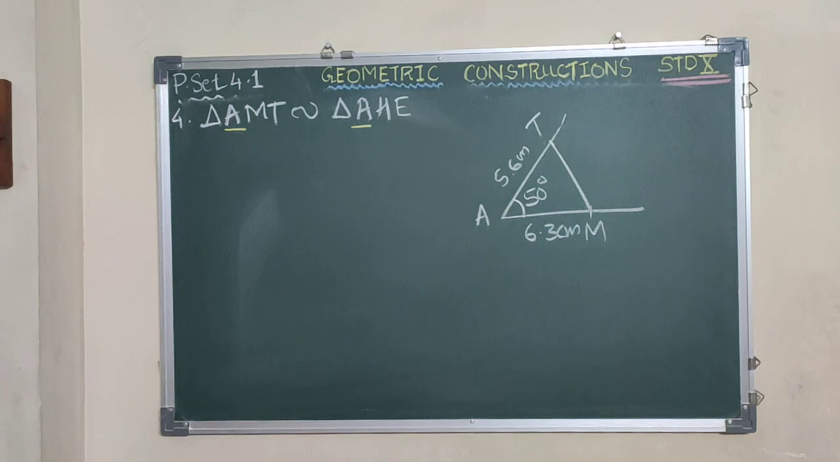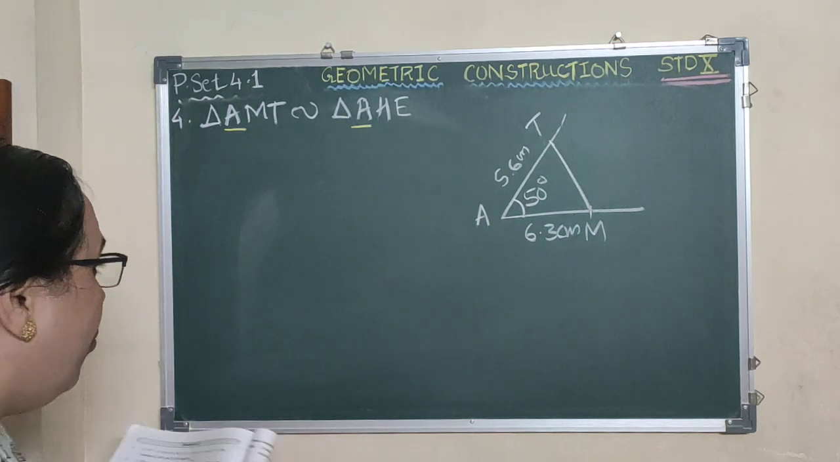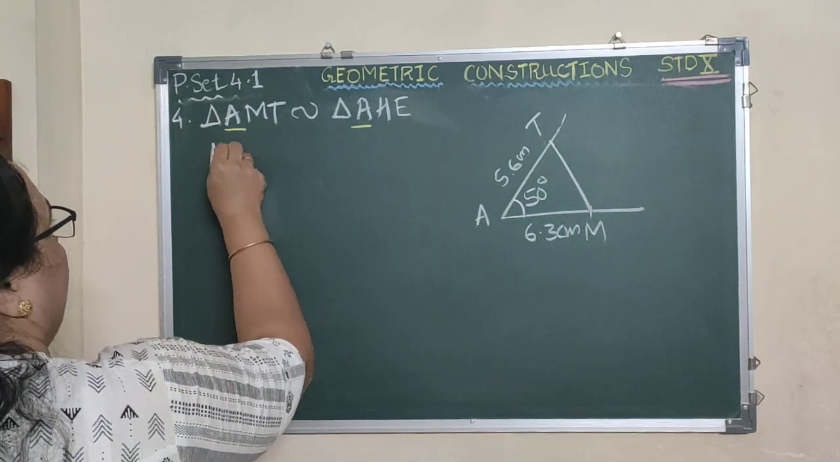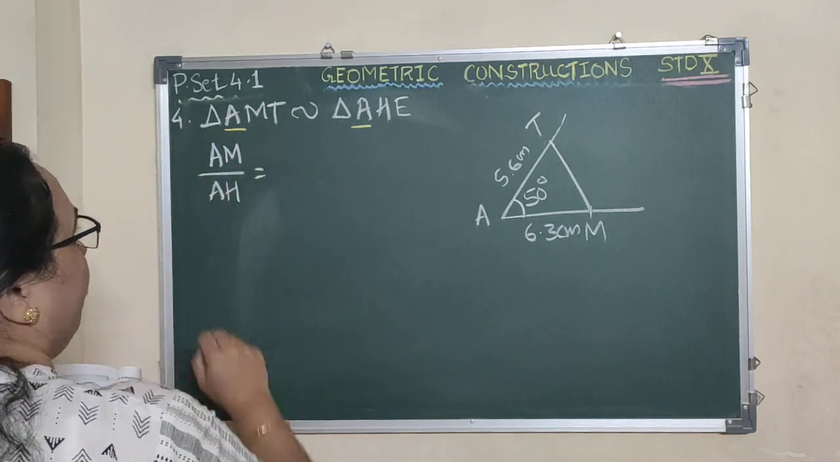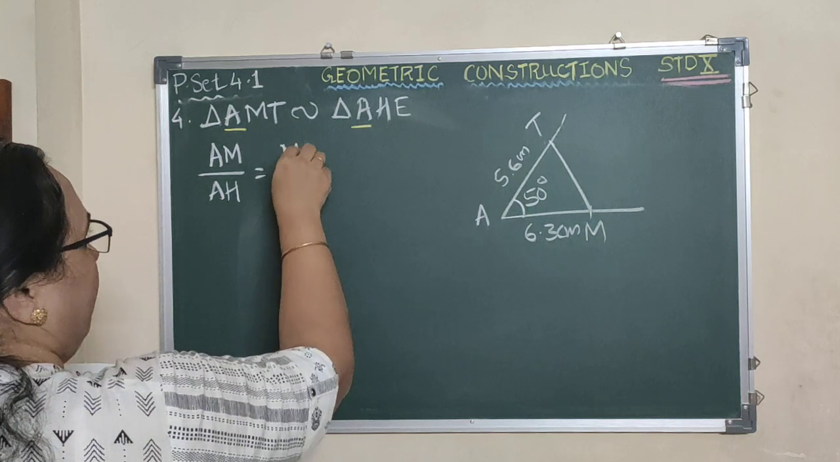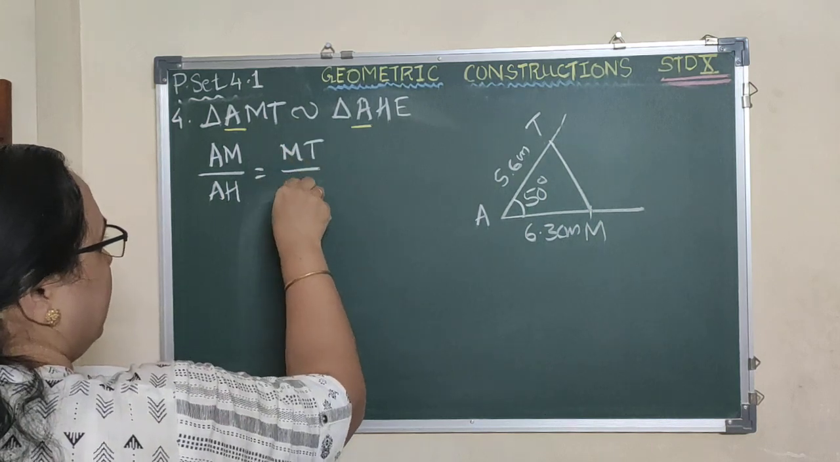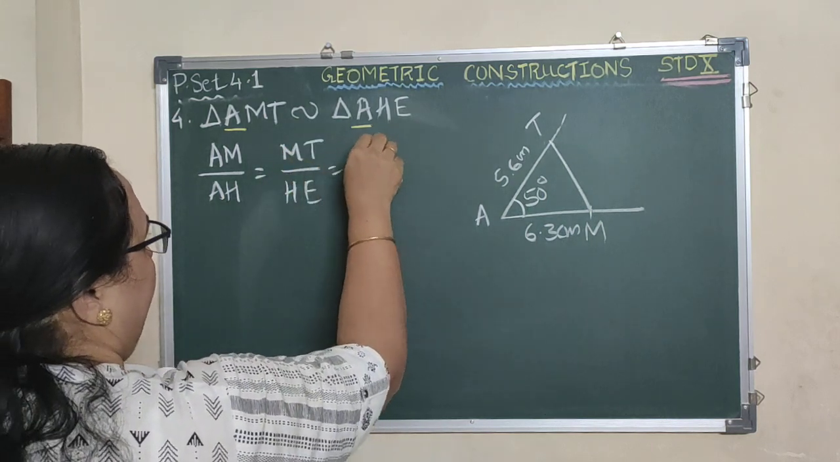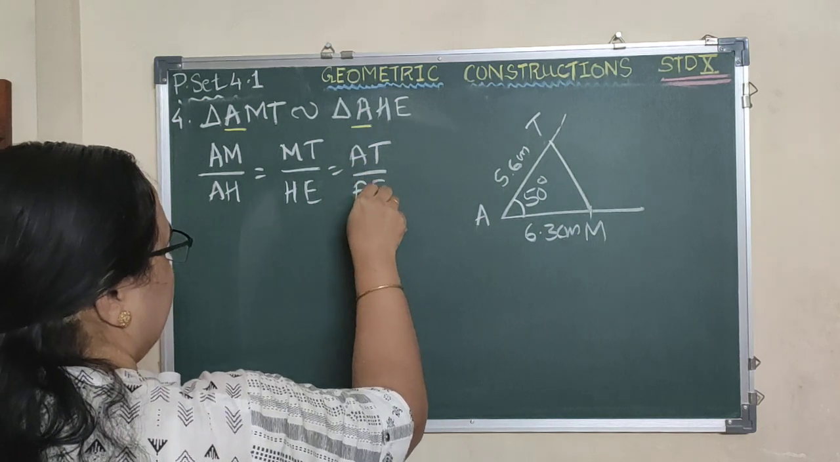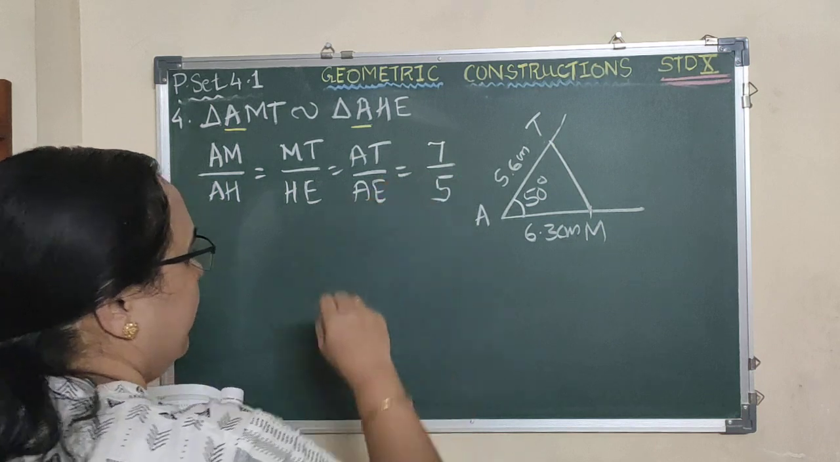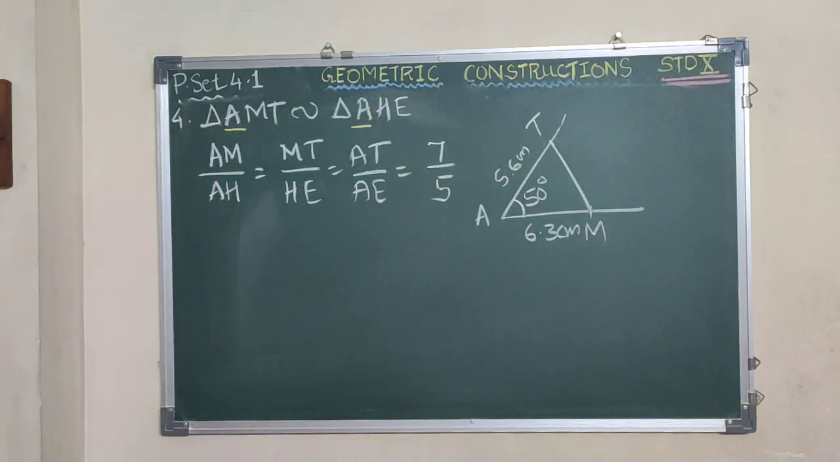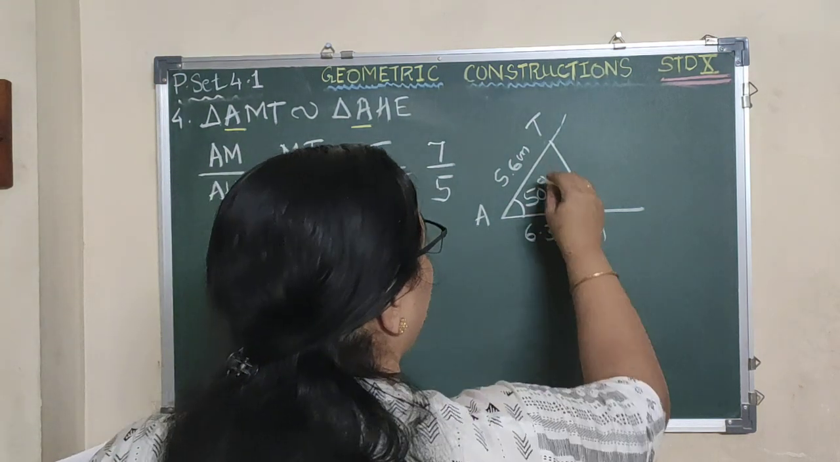Now, when you look at the ratio given, let us write the corresponding sides first. AM upon AH equals MT upon HE equals AT upon AE equals 7 upon 5. This tells us that AMT is a bigger triangle and AHE is a smaller triangle.